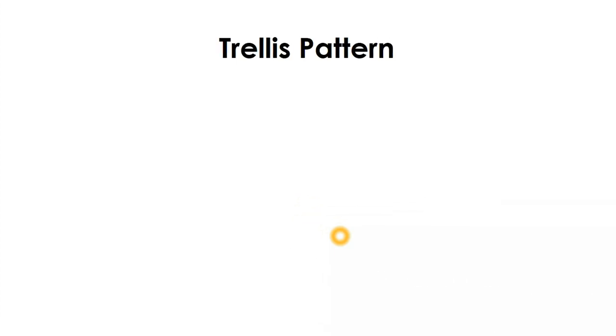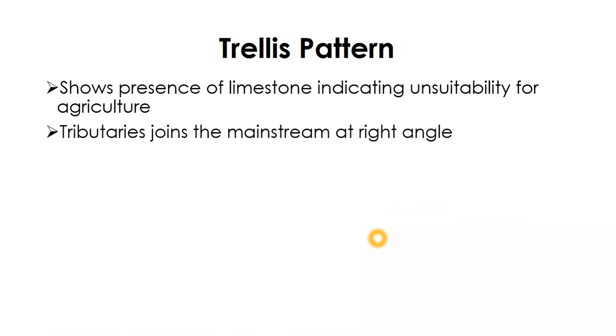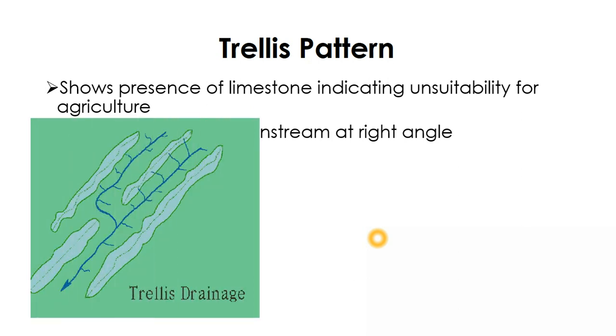And second one is called as the trellis pattern or the trellised pattern. This shows the presence of limestone rocks and it indicates the unsuitability for agriculture in a particular place. And in this one particular pattern, the main stream is flowing in one direction and the tributaries join the main stream almost at right angle. So here we have the main stream flowing and the tributaries are joining at 90-degree angle.